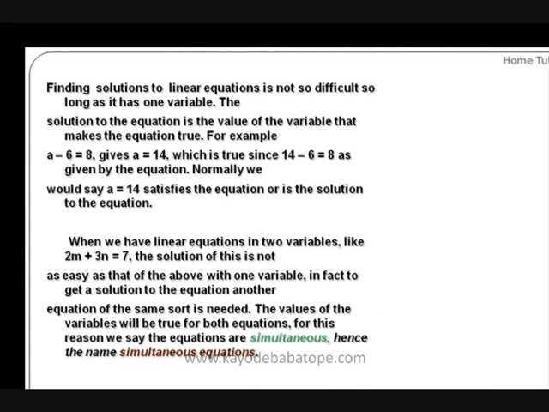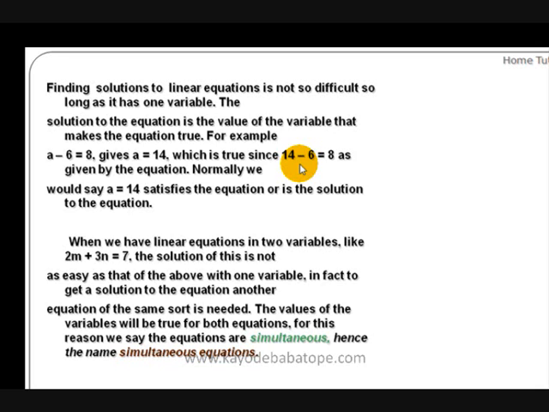Finding solutions to linear equations is not so difficult so long as it has one variable. The solution to the equation is the value of the variable that makes the equation to be true. For example, consider the equation a minus 6 is equal to 8. This gives a is equal to 14, which is true since 14 minus 6 will give us 8 as given by the equation. So normally we would say a equals to 14 satisfies the equation, or we can also say a equals to 14 is the solution to the equation.